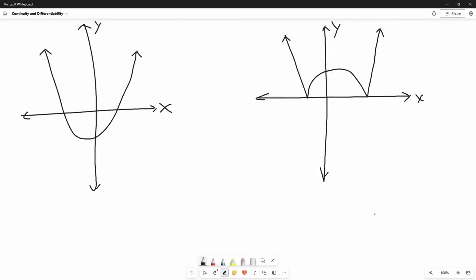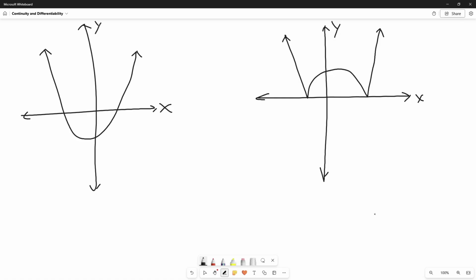So for differentiability, first, assuming the function is f of x, then you need to have an f prime of x, so the derivative has to exist. And let's say at a point A, for a function to be differentiable at point A, then f prime of a has to exist as well. It has to be defined. And the function has to be continuous. So for a function to be differentiable, it needs to be continuous first.